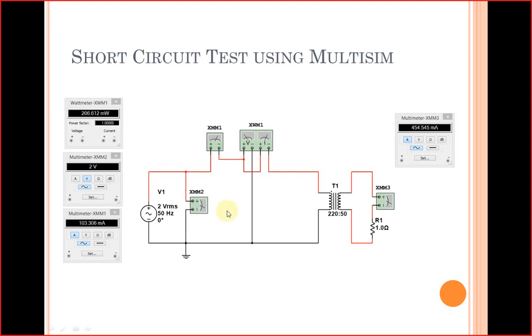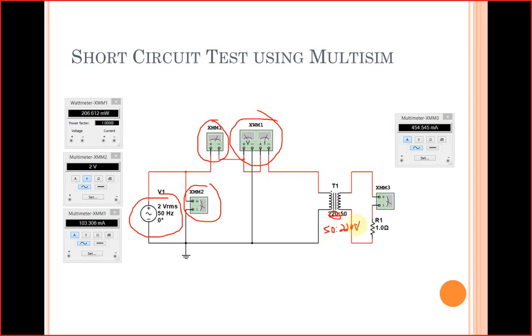Then we have a short circuit test. So in the short circuit test, again we will reduce our voltage over here, and we will connect a voltmeter, an ammeter, and a wattmeter again. Now this will be changed, there's a mistake here. Okay, this will be 50 ratio to 20.